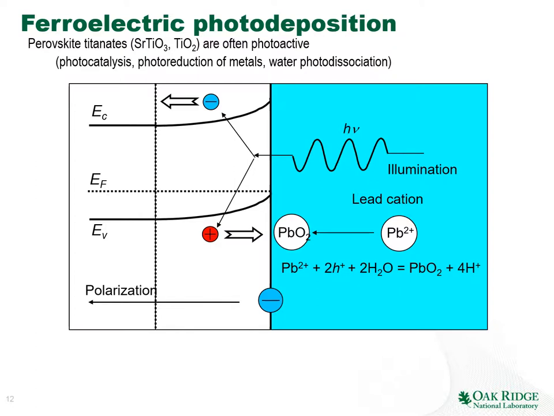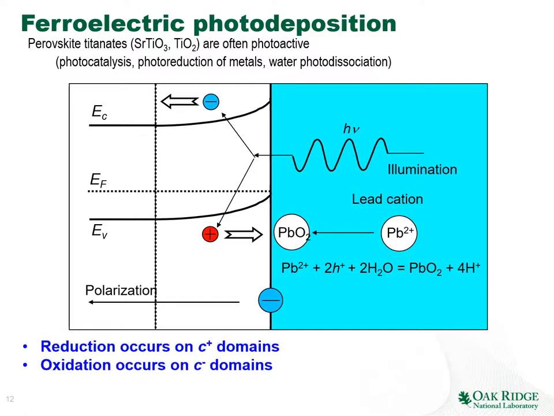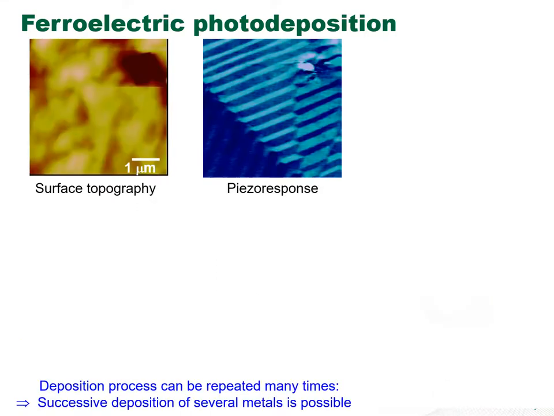It actually will have to recombine either with the hole that is generated on the domain of opposite polarity, or it will have to go to the bottom electrode somewhere. But this is a little bit more complex mechanism, and we are not going to discuss it here. So, short summary is that the reduction happens on the positive domains, oxidation happens on the negative. And this is the example of how it works.